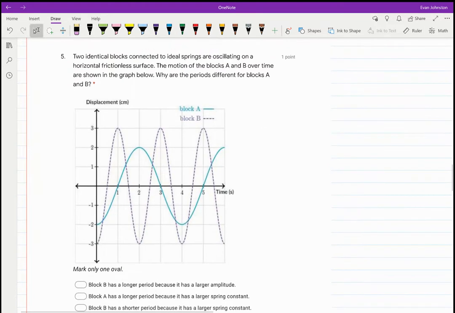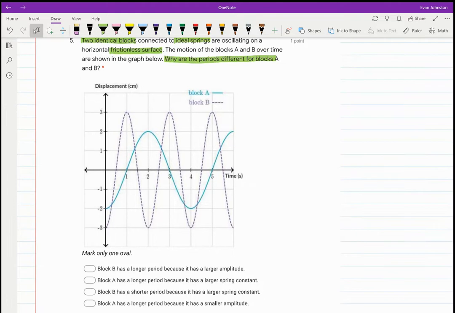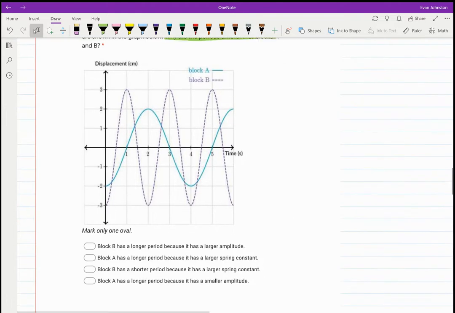All right. Now again, they kind of switched it up again. 2 identical blocks. The blocks are the exact same here, connected to ideal springs. So the springs are different. Frictionless surface. Why are the periods different? So I'm just kind of messing with you now to see if you're really getting this. I'm asking the same question. I just gave you a different graph.